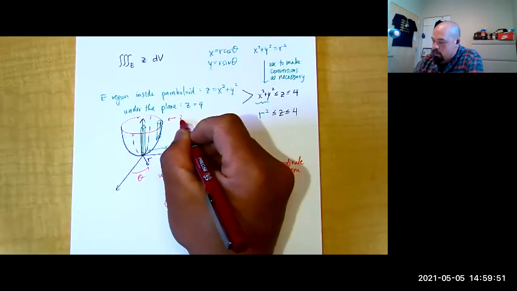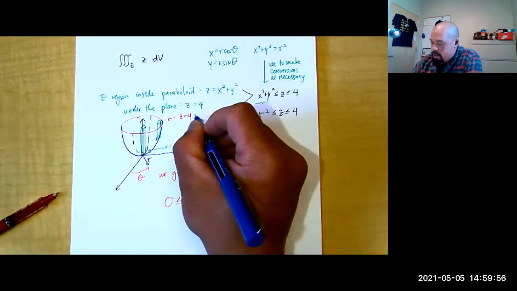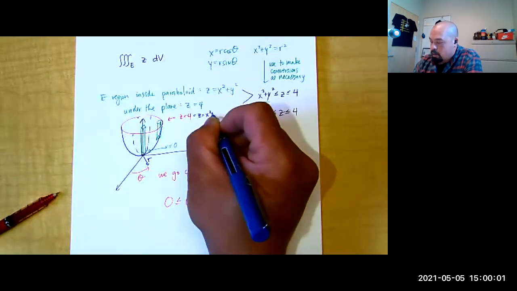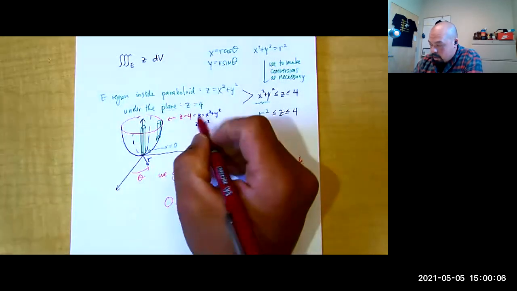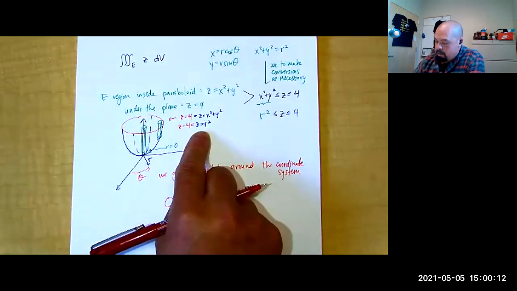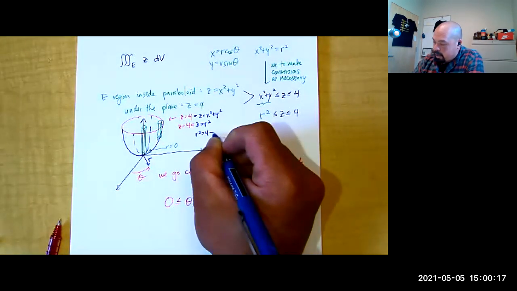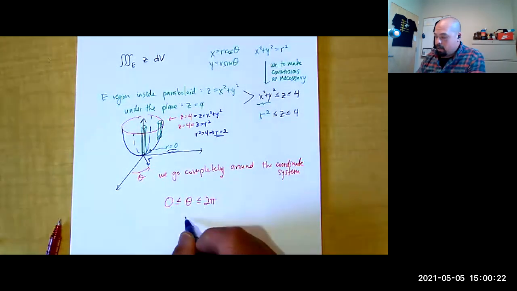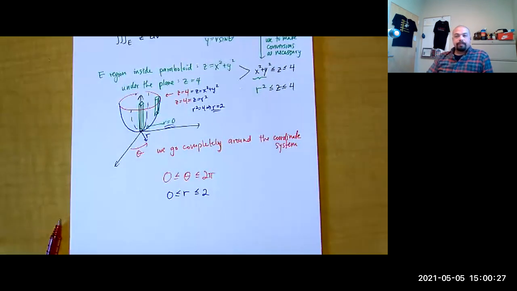if this is our plane, z equals 4, where is that going to meet z equals x squared plus y squared, or z equals r squared? When are those two going to be equal? One of those z's is going to be the same when r squared equals 4, or when r is equal to 2. So in this case, our value for r can go between 0 and 2.